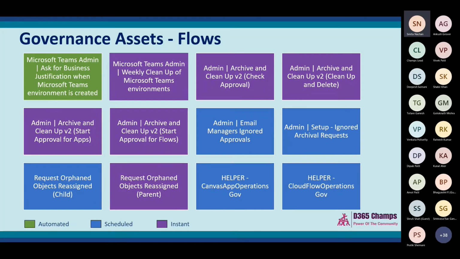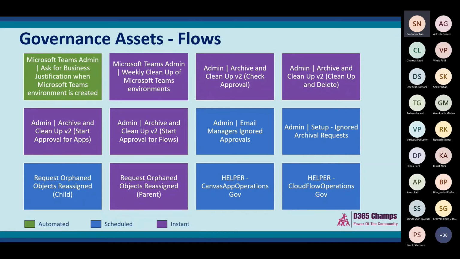Then we have this archive and cleanup V2. It checks for the apps that have been modified or launched in the last 6 months. Then we have this admin archive and cleanup V2 start approval for flows. It is similar to the previous flow, but for flows rather than apps. This flow checks for the flows that haven't been modified in the last 6 months. Then we have this admin archive and cleanup V2. On a scheduled interval, it checks for approval responses created by the start approval flows described above and if newly approved.